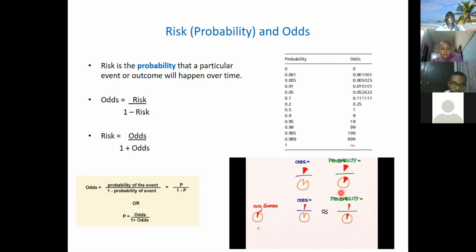Is it difficult? Odd is probability all over 1 minus probability. So 0.5 all over 1 minus 0.5. 0.5 all over 0.5 is 1, because 1 minus 0.5 is 0.5, and the denominator is 0.5, so it is 1. So all those simple things.